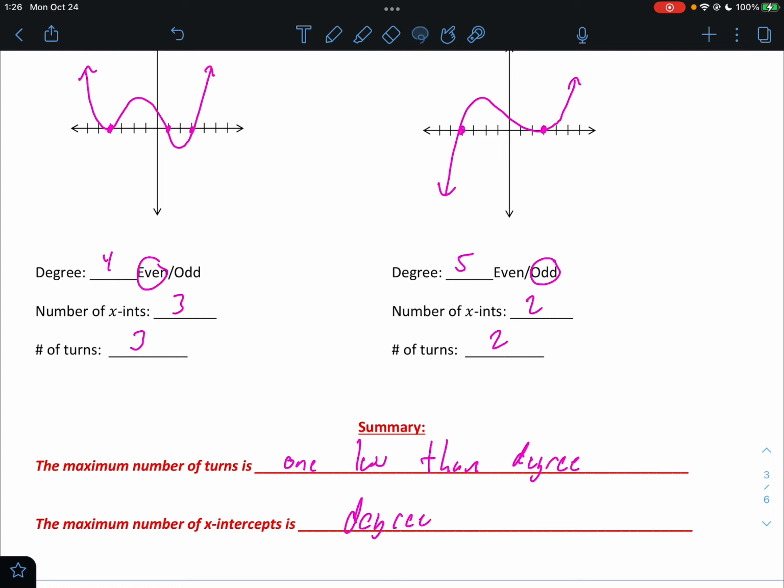I guess I should probably write the degree to make this sentence sound like a good English sentence there. So the degree will be the maximum number of x-intercepts we could have. Does it have to be that many? No, it doesn't. It could be less than that, but that's the most it could be.